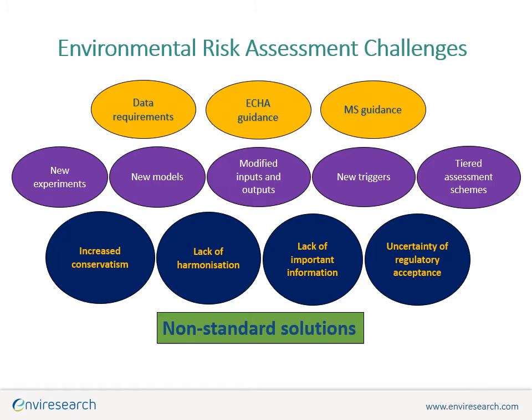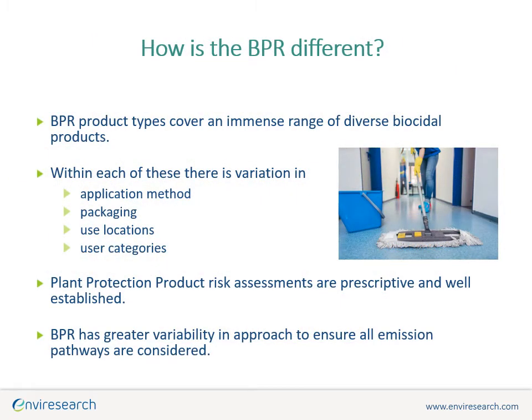However, there are many ways in which the BPR is different. So how is the BPR different? BPR product types cover an immense range of diverse biocidal products. Within each of those there is variations with the application method, so it could be a spray, a wipe, a mop or a brush product. There'll be different types of packaging, whether it's direct use, whether you dilute it, are you mixing powders, are you mixing liquids. The use locations as well, so whether they're indoor or outdoor products, and also the user categories, which can vary from private use through to public or medical, professional use or also industrial settings.